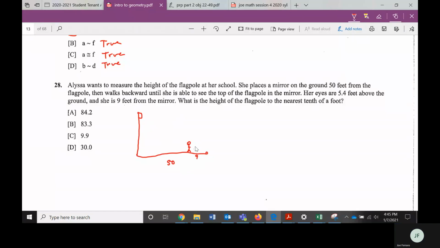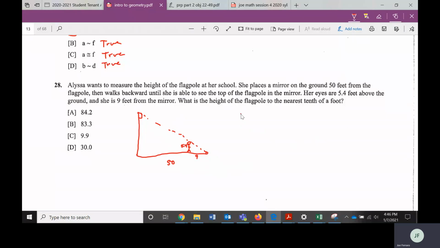Okay. And then she can see the top of the flagpole in the mirror. So what this means is you got this vision going through here, coming down to the mirror. Okay. The height of her at this point is 5.4. Okay. So now what we actually have is all these angles are going to be the same. So you have two similar shapes here.